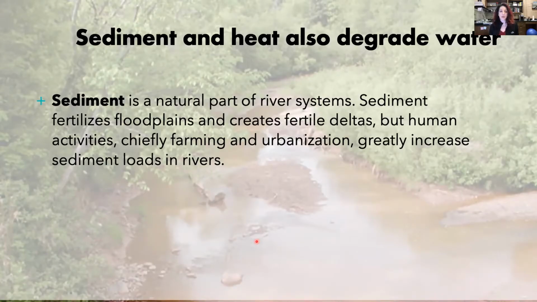The first is sediment, and sediment is a natural part of any river system. Sediment fertilizes floodplains and creates fertile deltas, but human activities, in particular urbanization and farming, greatly increase sediment loads in rivers. Silts and sediments are considered a large source of water pollution in the US, responsible for 40% of the impaired river miles in EPA water quality surveys.